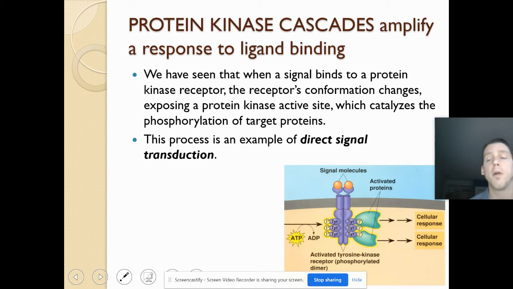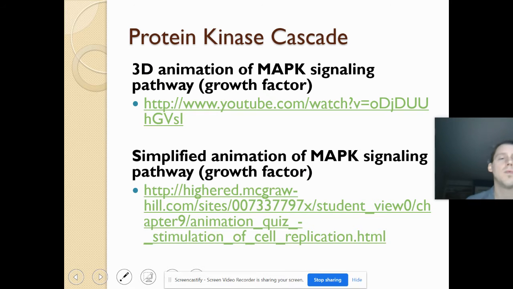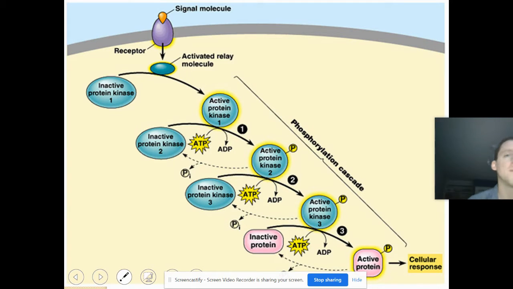So this is an example of direct transduction, right? We have a protein on protein activation, and that is considered direct transduction. Right, we'll be watching these videos tomorrow.